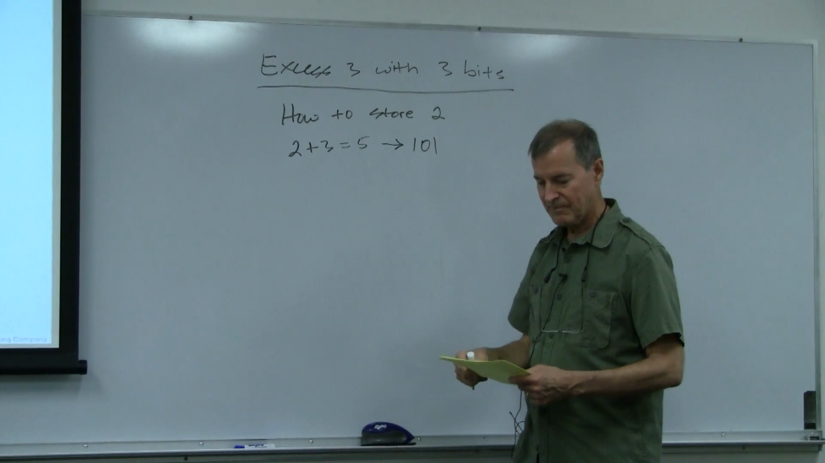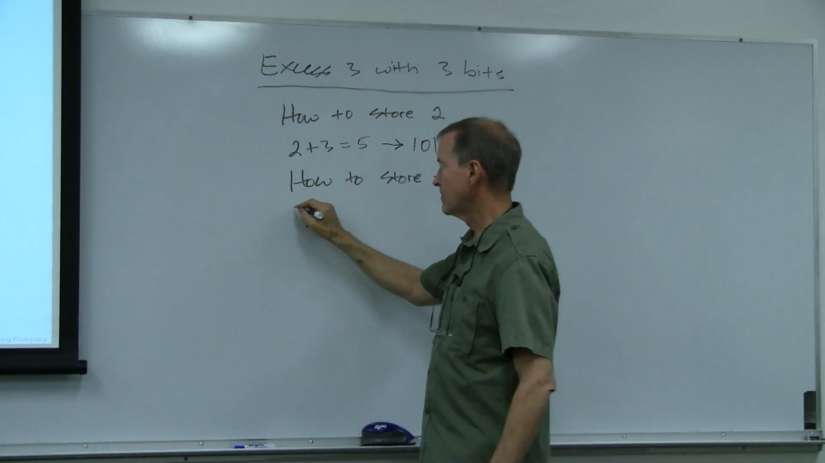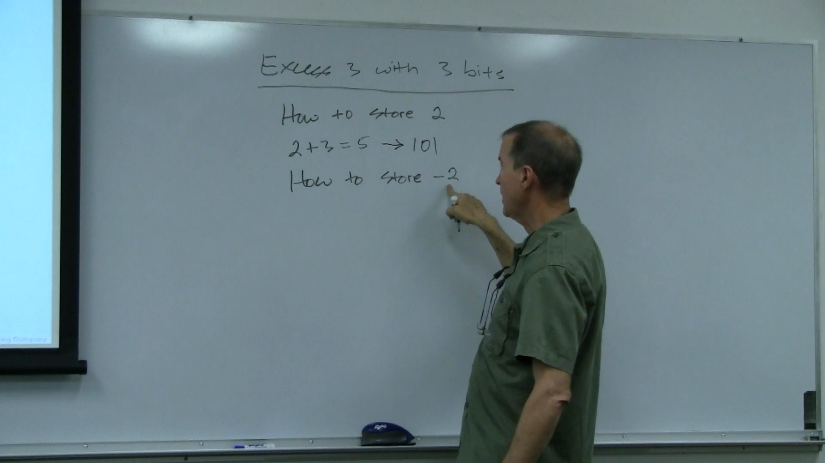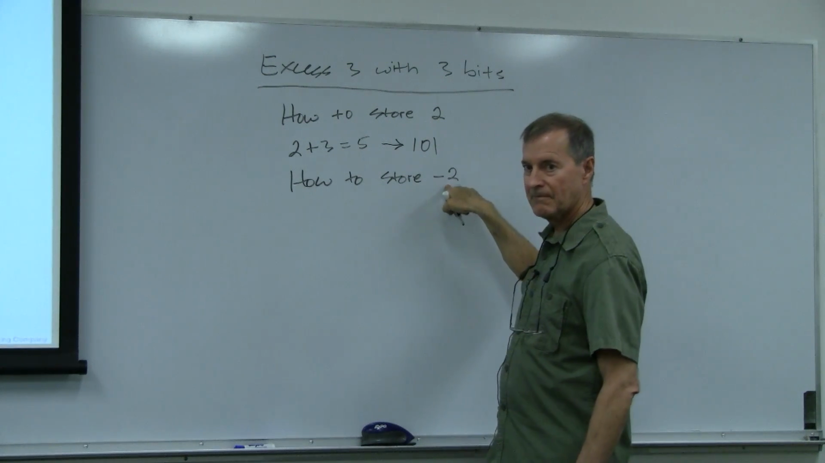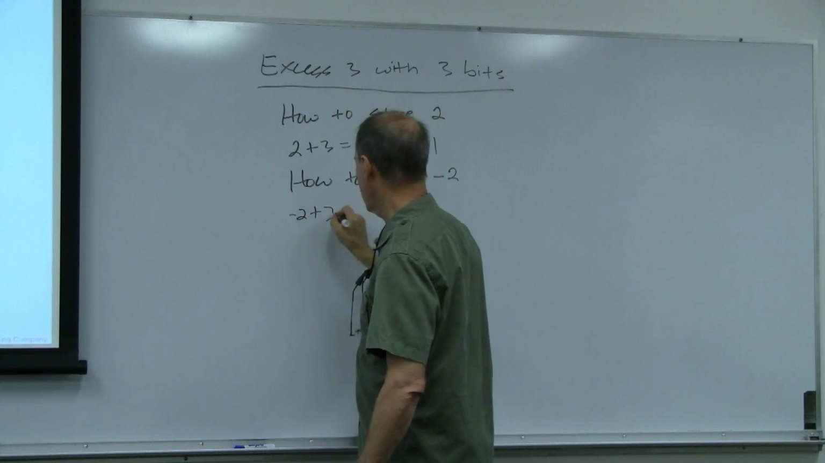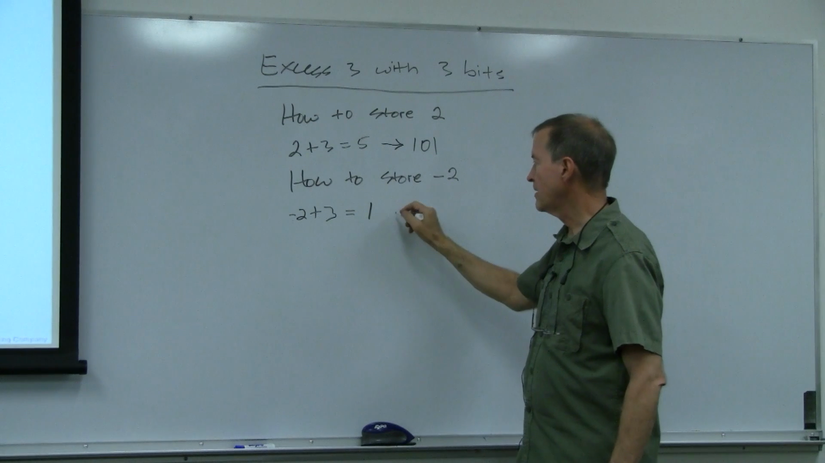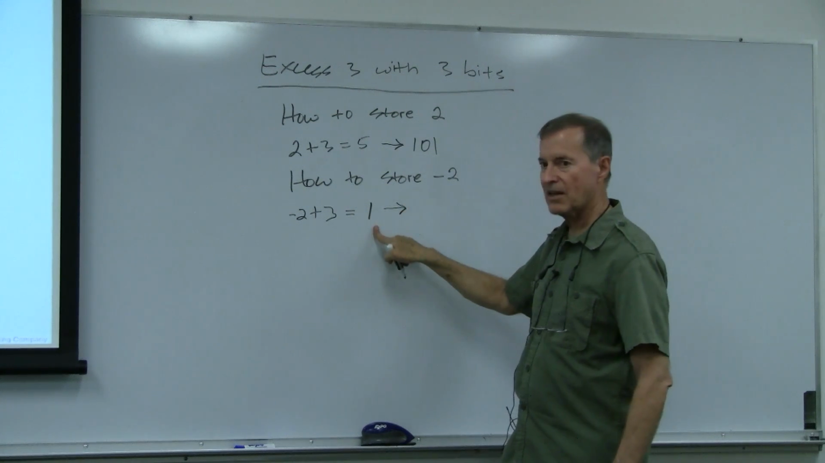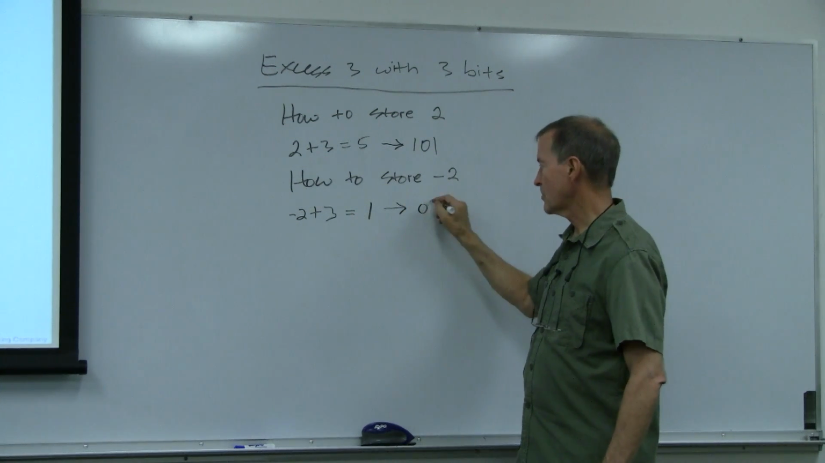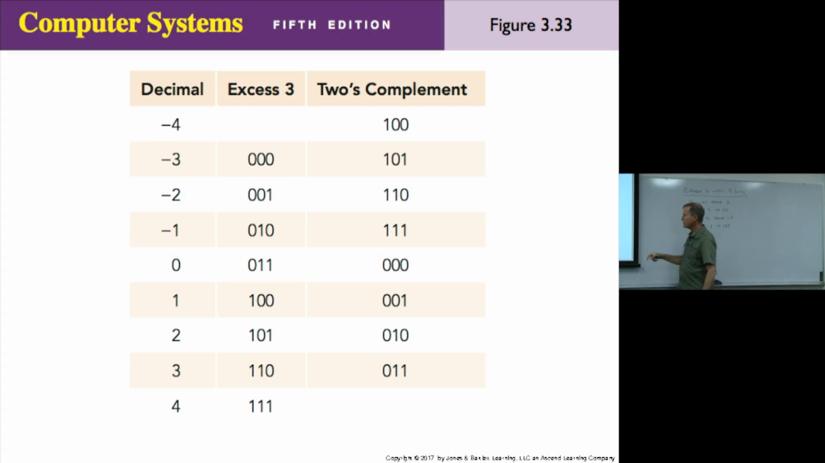Are we good? How to store -2? So what do you take? -2 plus what? 3, plus the excess. So -2 plus 3, and what is that? 1. And how would you store 1 using 3 bits unsigned? 0, 0, 1. And look, -2 on the chart, 0, 0, 1. Now, does everybody see how that works?